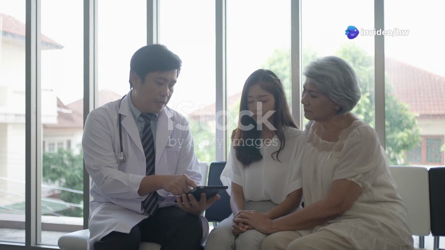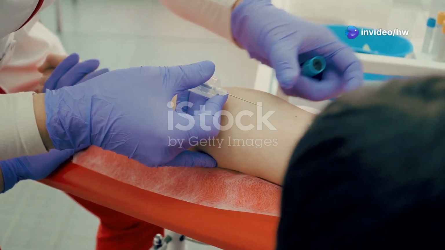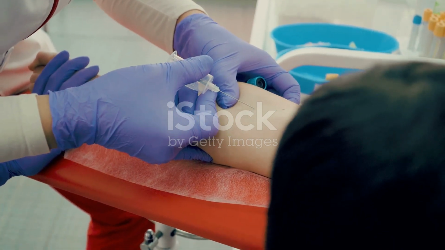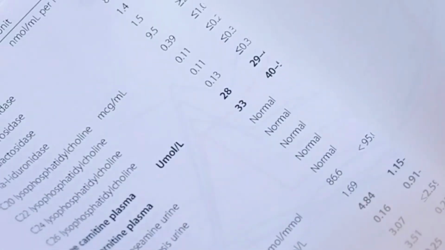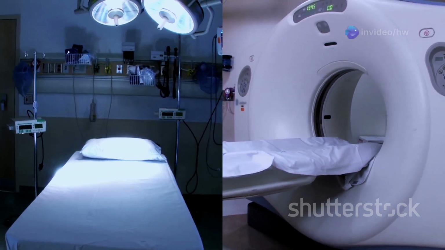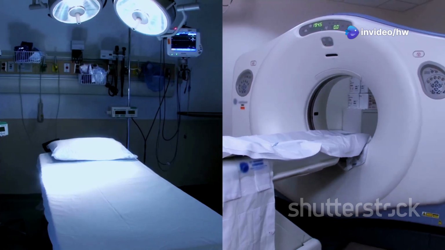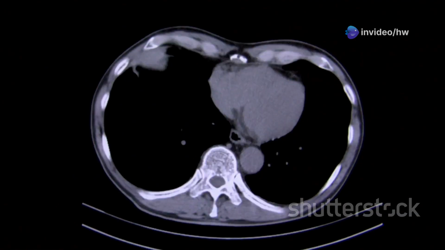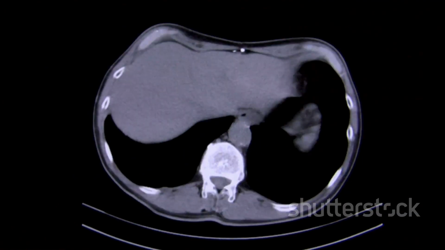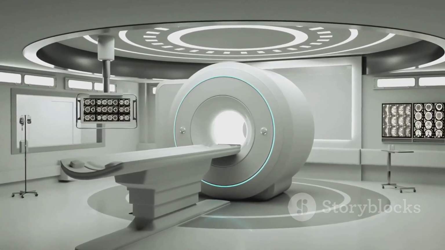Diagnosing ampullary cancer involves a combination of tests and procedures. Blood tests can provide valuable information about liver function and overall health. Elevated liver enzymes can indicate a blockage in the bile duct. Imaging tests like CT scans, MRI scans, and endoscopic ultrasound (EUS) are crucial for visualizing the tumor. CT scans help identify the tumor's location and size. MRI scans are useful for evaluating tumors near bile ducts and blood vessels.